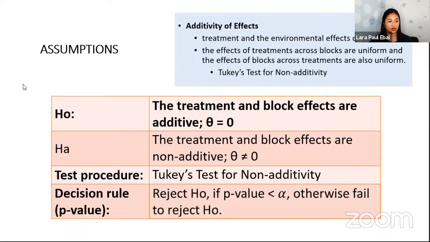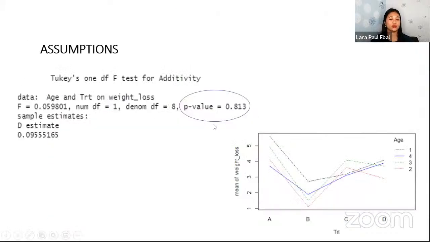If we are using the software, just to show you the result, using Tukey's test we have this p-value of 0.8. So this is very high, meaning to say we have satisfied the assumption of additivity. And then if we want to have an idea of the picture of this non-additivity, you have this graph here.